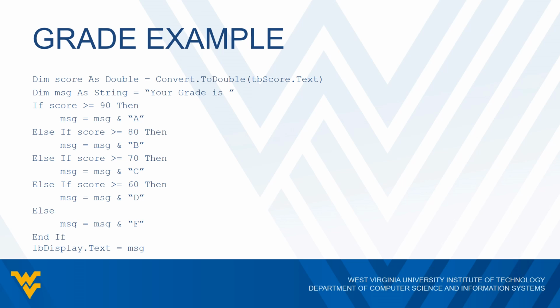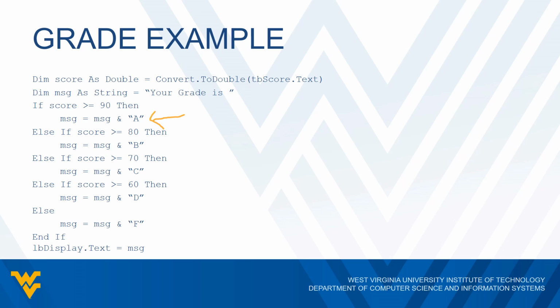So we first check to see if our score is greater than or equal to 90. If so, then we would execute this line right here, where we would concatenate an A to the end of our message, store that back in our message, and then we would go all the way down to the end and store that message in our display text. So we have lbDisplay.text. So that's going to be some label that would display our result.